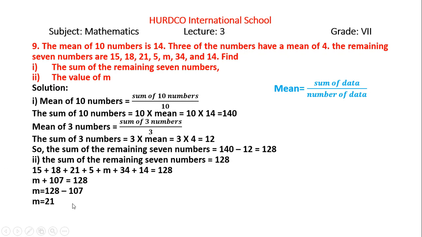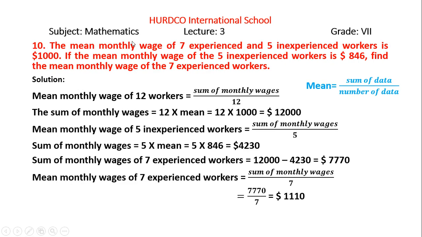Next math. The mean monthly wage of 7 experienced and 5 inexperienced workers. So how many workers are here? 7 plus 5, 12 workers. Very good. Next, 1000. That means their mean monthly salary is 1000.